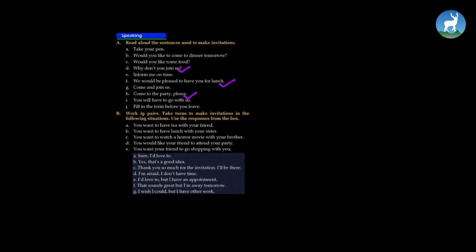Now, work in pairs. Take turns to make invitations in the following situations. Use the responses from the box. So this is a situation given to you, and these are the options that we can use as responses. So let's look at the first one. You want to have tea with your friend. Now we have to make an invitation first, and then we have to answer it with all of these options. So let's dive into it. You want to have tea with your friend.